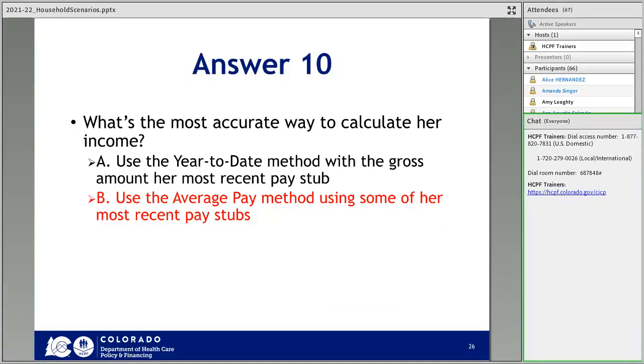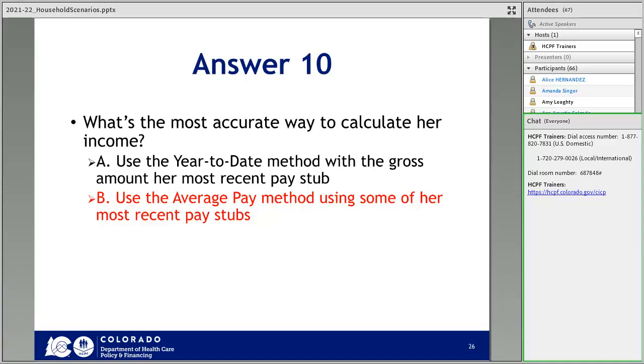So the most accurate way for this one would actually be the average pay method. So if you were to use the year-to-date method, use her gross amount and use all of the paychecks that she should have received at this point in the year, you could be counting at least one pay period that she received $0 for, potentially two if she's paid weekly. So you would not necessarily want to use the year-to-date.